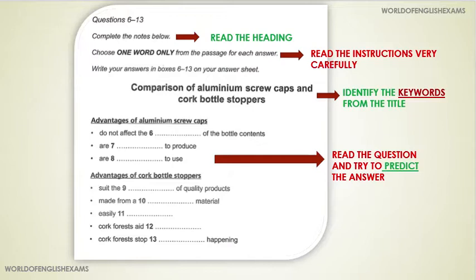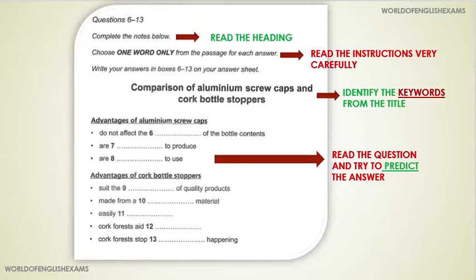Second one, are dash to produce. So aluminium screw caps are dash to produce. That is one more advantage of using them. Next one, are dash to use. So they are not only dash to produce, but another advantage is that they are also dash to use. So let's understand what exactly they mean when we read the text.